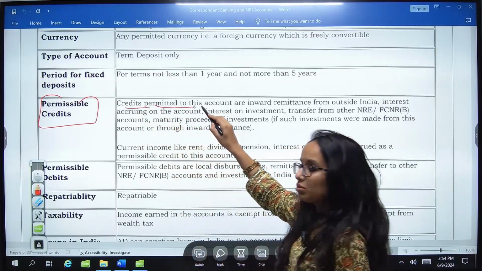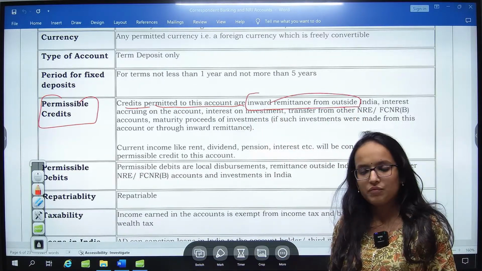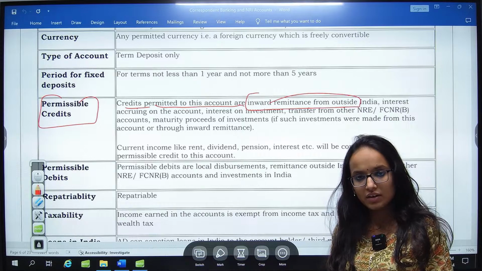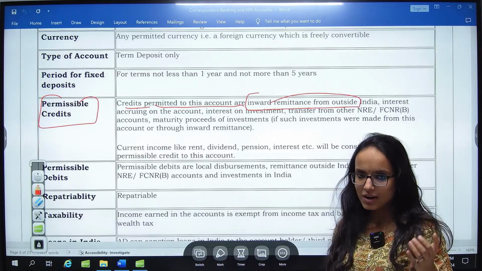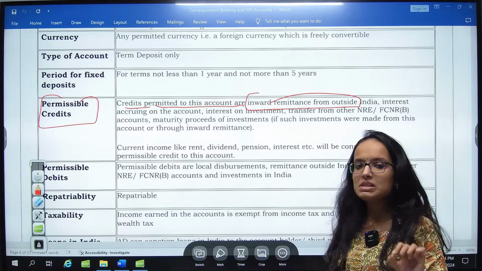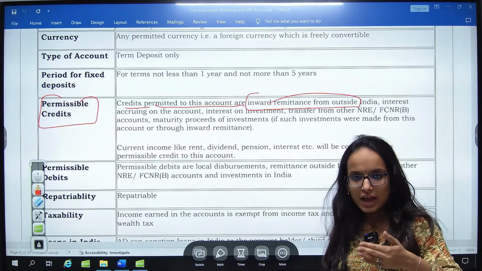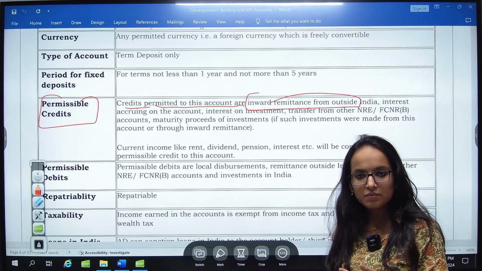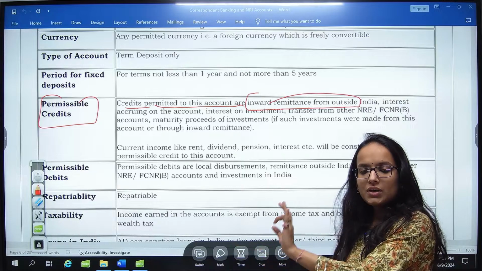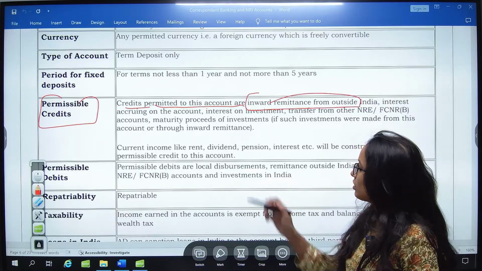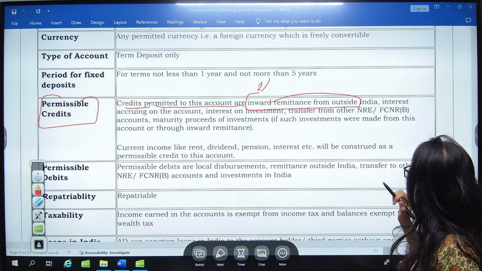Credits permitted to this account are inward remittances from outside India. We receive remittances from other countries, right? So those incoming remittances from wherever they are coming from outside India are a permissible credit under the FCNRB account. So your inward remittances coming towards India from any country are permitted to be credited in your FCNRB account. First thing, okay. So remember, inward remittances from outside India.